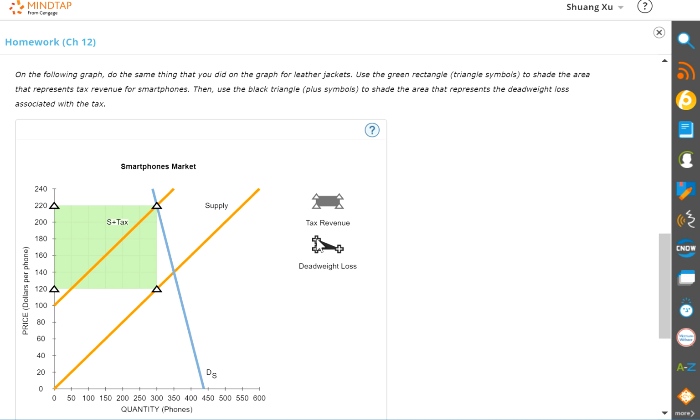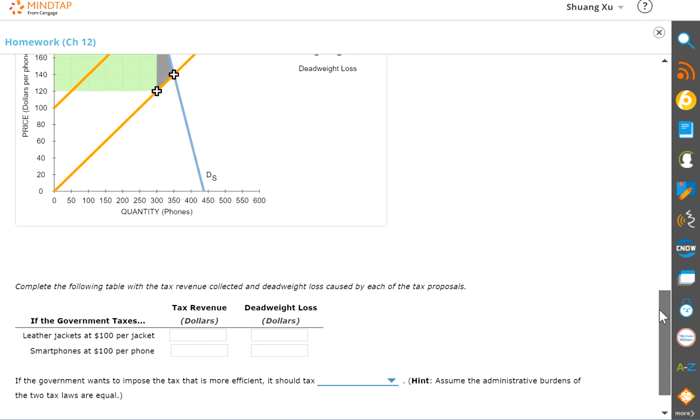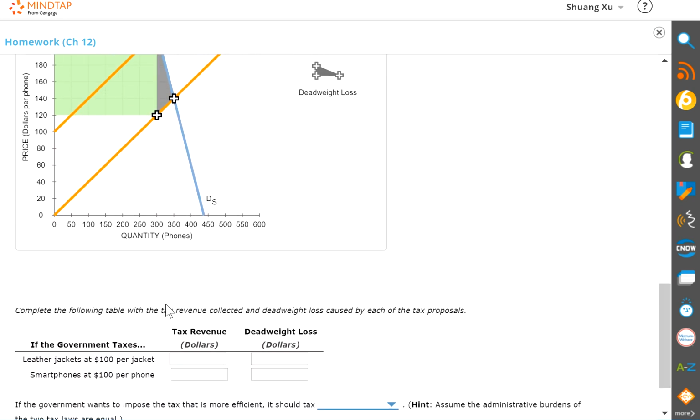And then deadweight loss, again, will be the little triangle to the right of the tax revenue. So this will be your deadweight loss, okay? All right, gonna answer a couple questions. So first, leather jacket market at $100 per jacket, the tax. How much is our tax revenue?